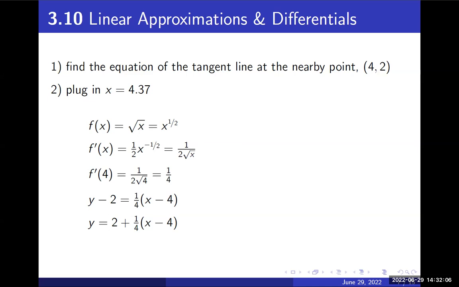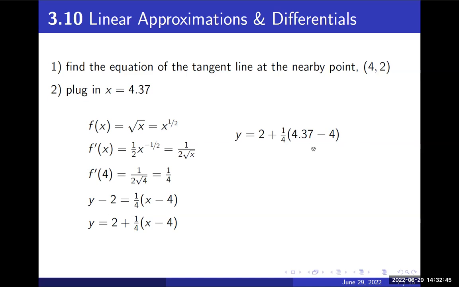Second step, let's plug in x equals 4.37. So here we go, y equals 2 plus 1/4 times 4.37 minus 4. And from here, we're going to find the y value. That'll be our approximation. At the beginning, we said to do this without a calculator, so the idea was we weren't just going to type square root 4.37 into a calculator and hit enter. At this point, let's go ahead and grab our calculators just to finish this off.